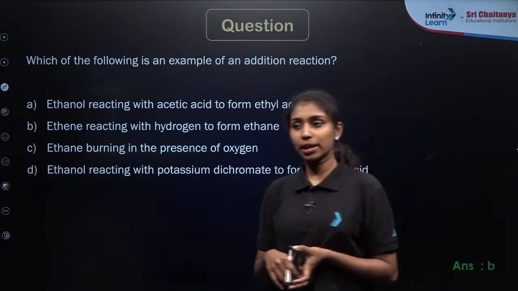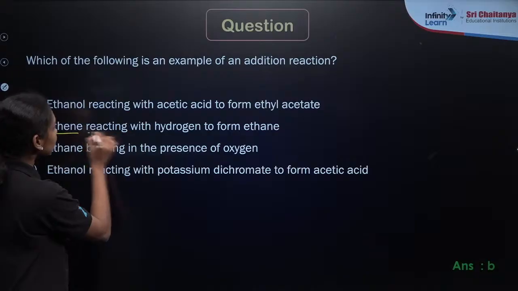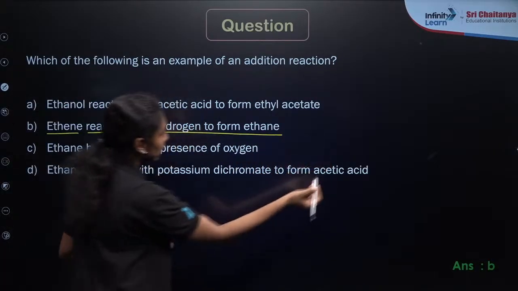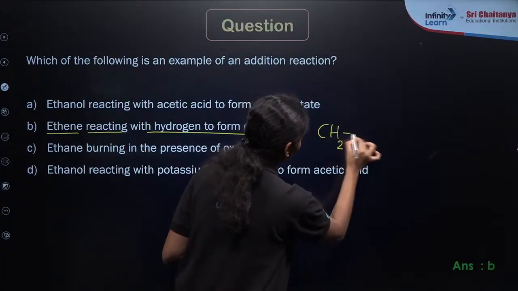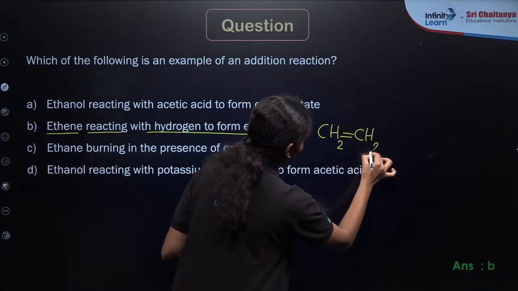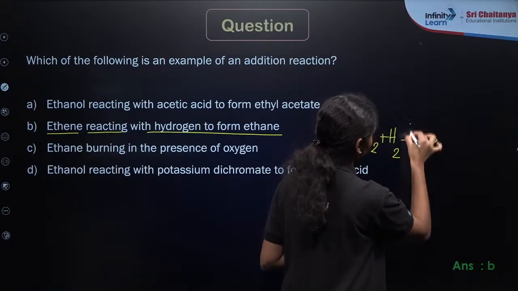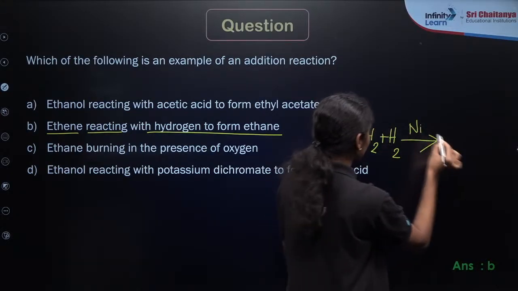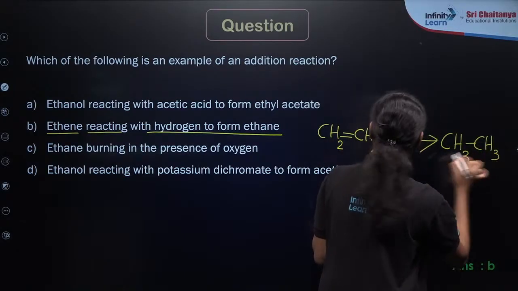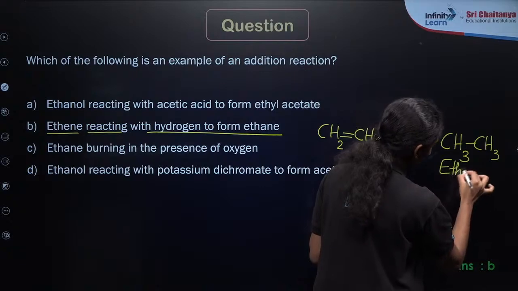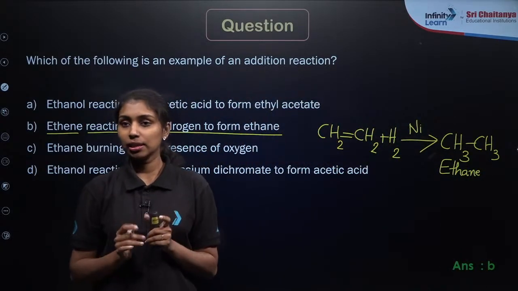Okay, many of you are giving me the answer as option C, but our correct answer is option B only. That is ethene reacting with hydrogen to form ethane. So what will be the equation for this reaction? Ethene means CH2=CH2, a double bonded carbon atom, an alkene. We are adding hydrogen in the presence of nickel as catalyst. What you are observing here is that hydrogen atoms are added to form the ethane molecule. Alkene is converted to alkane, right? So this is the addition reaction, and this reaction is known as the hydrogenation of alkenes. Clear?